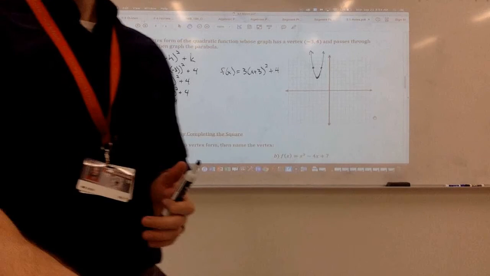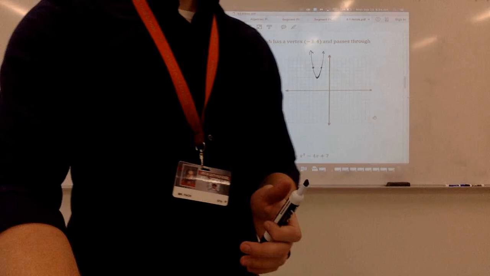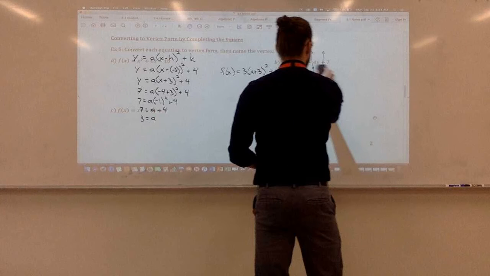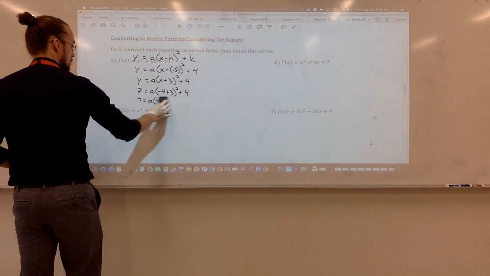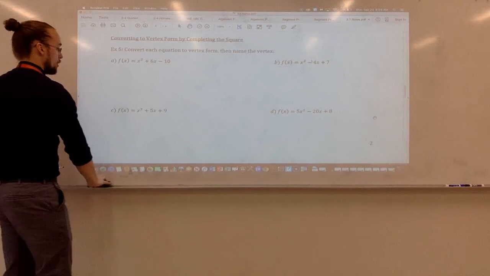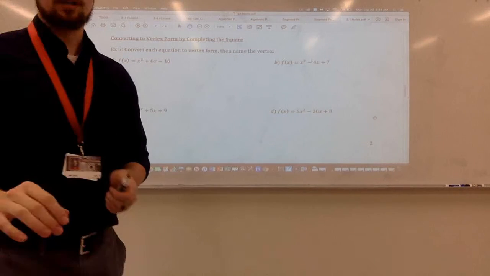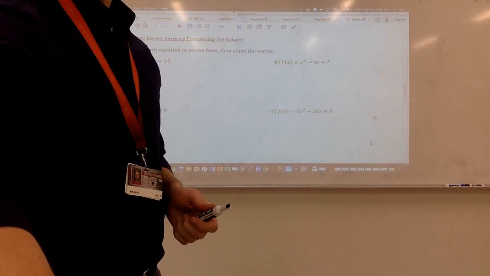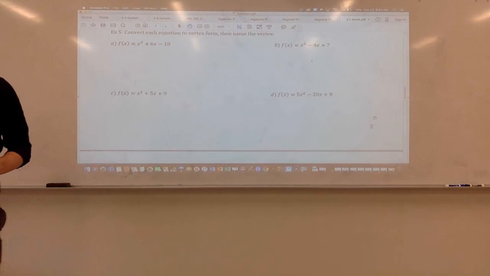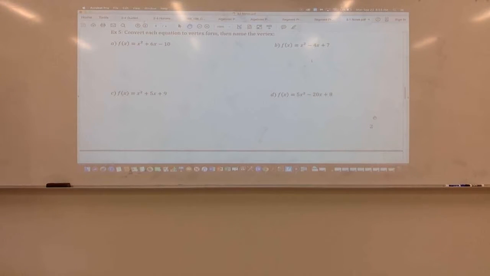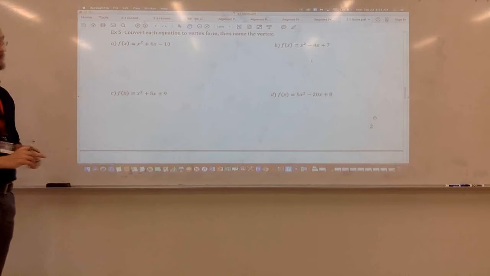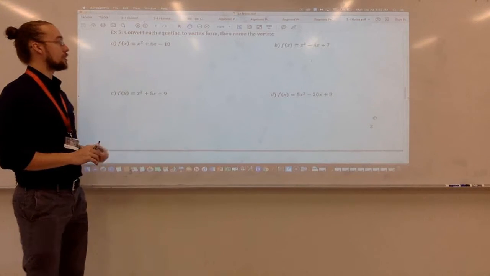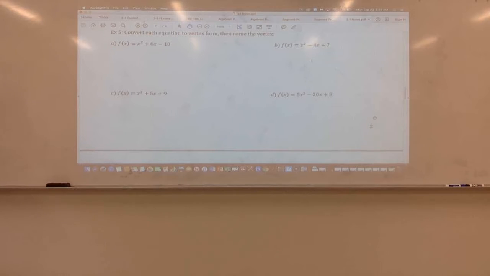The next thing that we want to take a look at is converting an equation that's in standard form to vertex form. To do that, we are going to complete the square. You guys remember how to complete the square? No. So, in an equation like this, I've got x squared plus 6x minus 10.